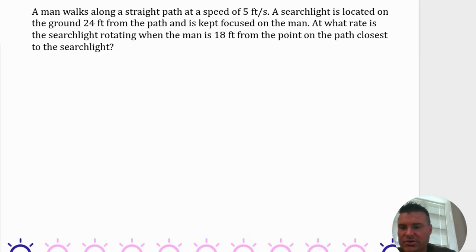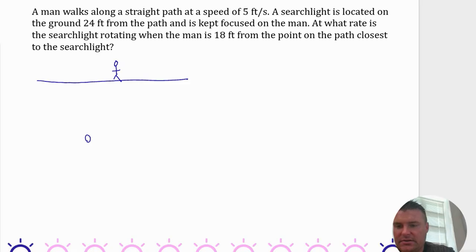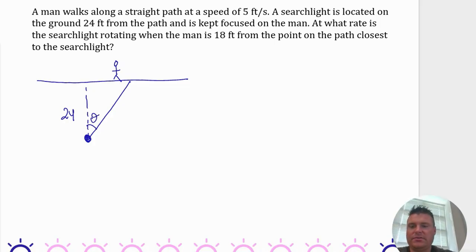So pretty much here's the picture that we have here. We have this person walking along a path. Okay, we don't really know if it's walking towards or away. This searchlight, just kind of make it a dot, deal with it. And this searchlight, it says, is 24 feet from the path. And this searchlight is rotating as it's finding the man. So this searchlight is rotating as this person is walking across.